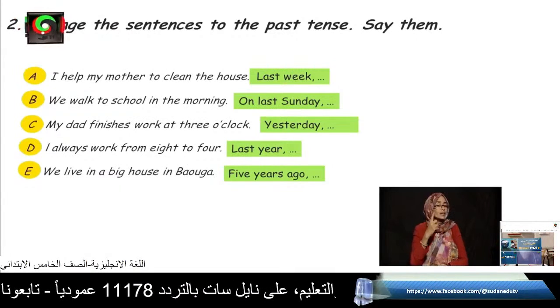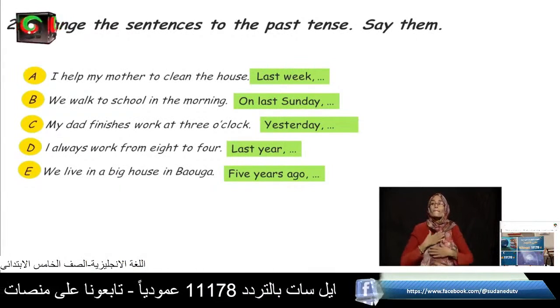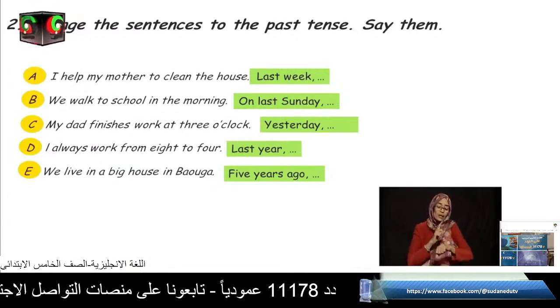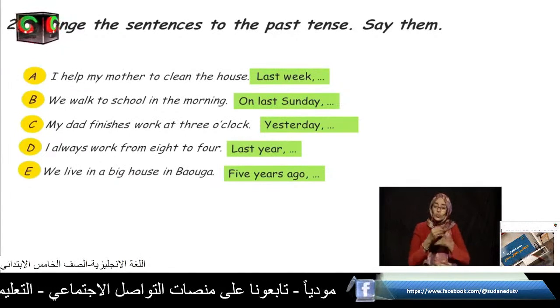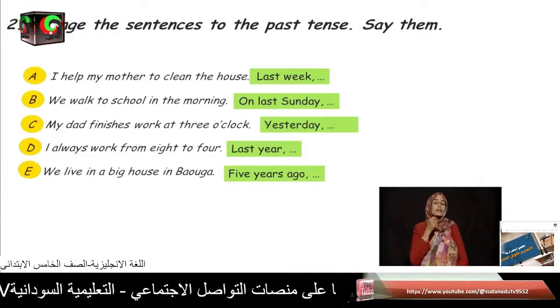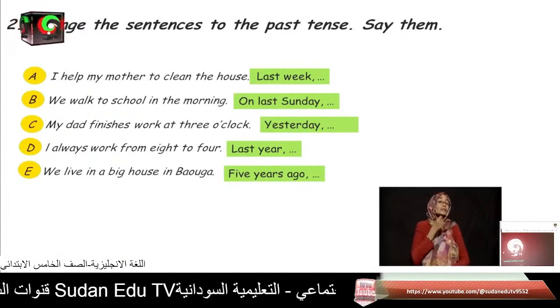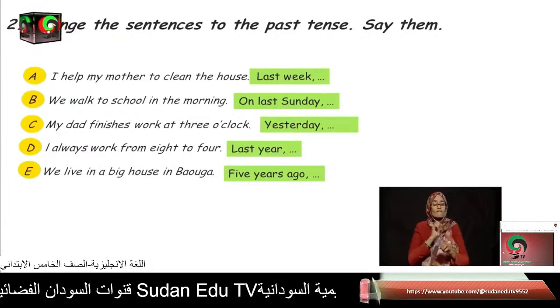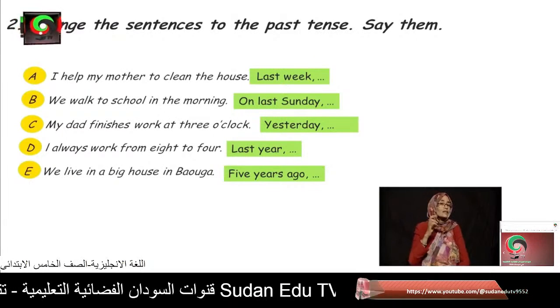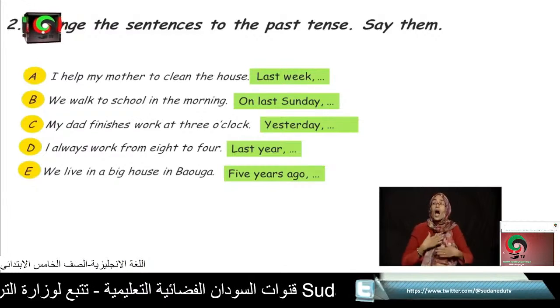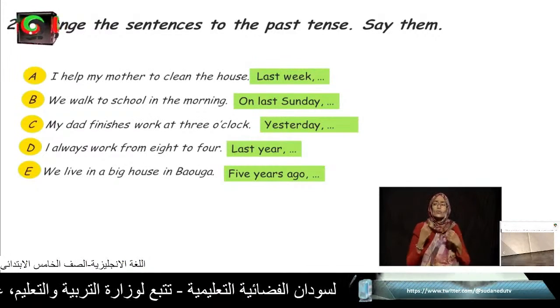Let's move to C. My dad finishes work at 3 o'clock. We're going to use yesterday. Yesterday, not today, yesterday. So we're going to change the verb finishes to finished. Finished. Good.